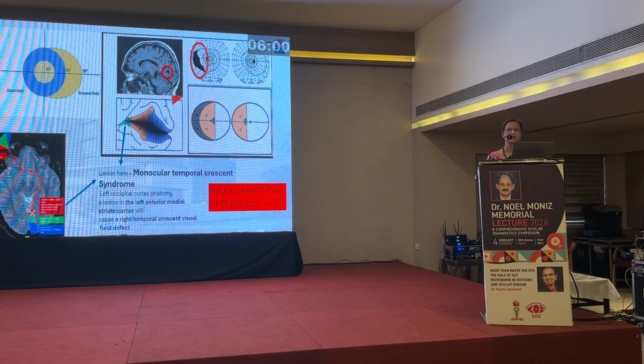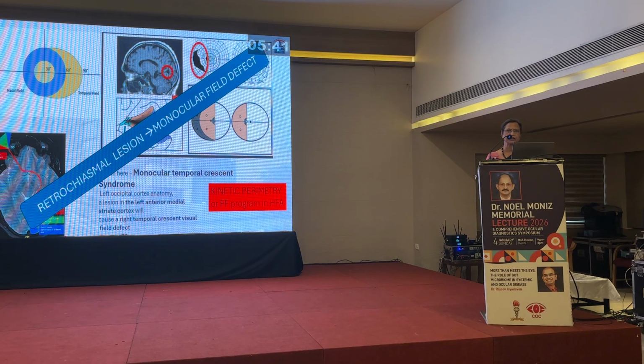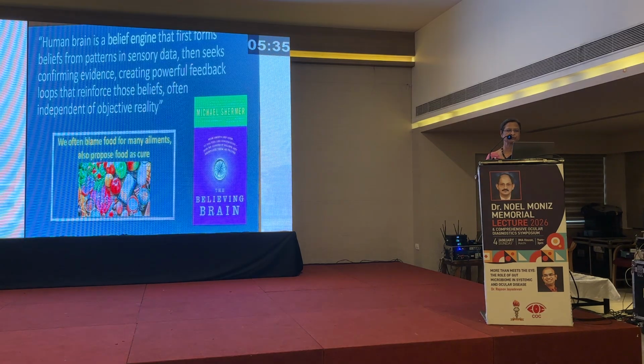Usually these fields are best detected by kinetic perimetry or by a full field program in the Octopus fields. A 30-2 or a 24-2 will completely miss out this kind of field. So this is a field in a retrochiasmal lesion, a monocular field defect. This is the one situation we should be aware of.